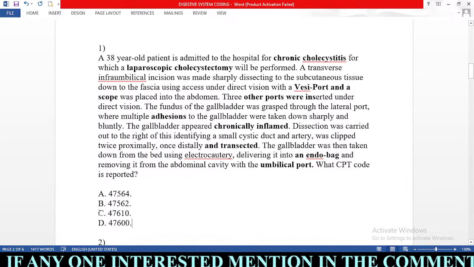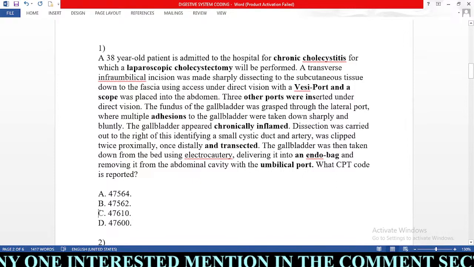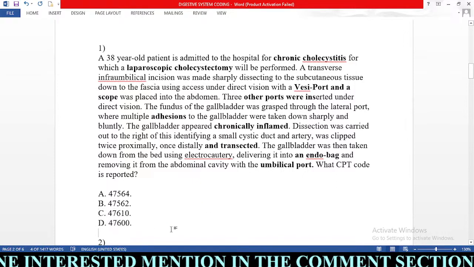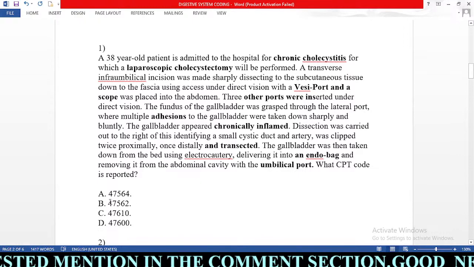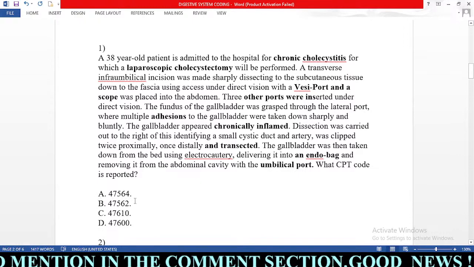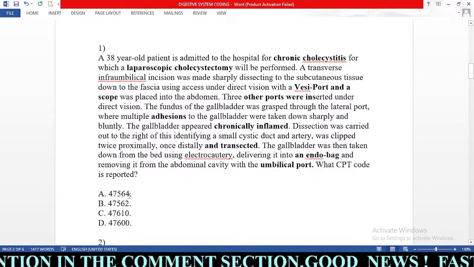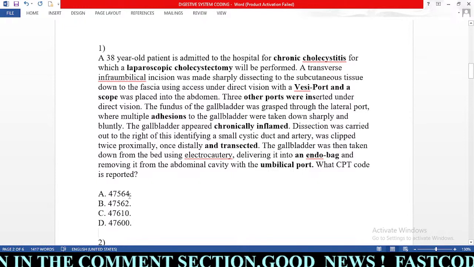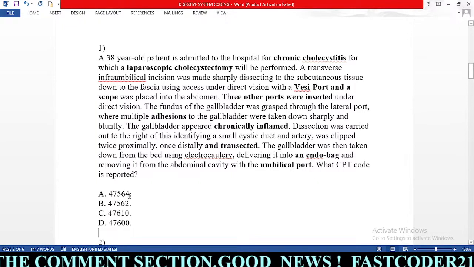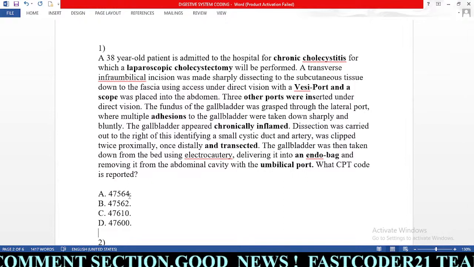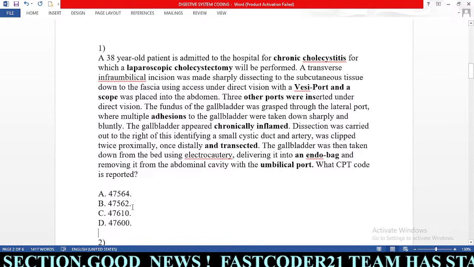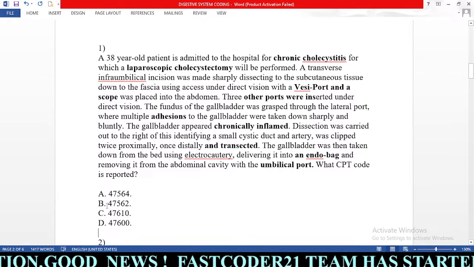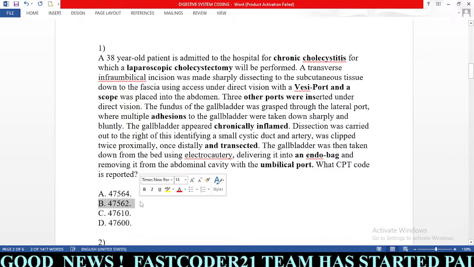As ours is a laparoscopic procedure, we will directly eliminate these two codes, C and D, and we are left with A and B. A is for laparoscopic cholecystectomy with common bile duct exploration, but here the physician did not do any exploration of the common bile duct. The physician performed only laparoscopic cholecystectomy. So here our answer is 47562.